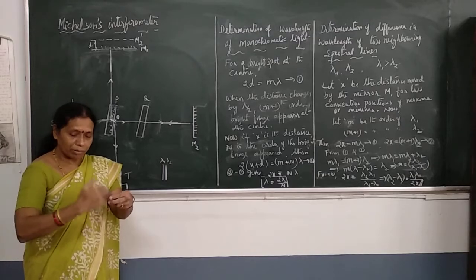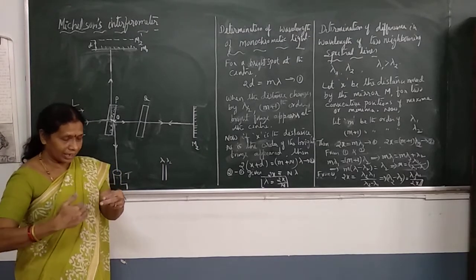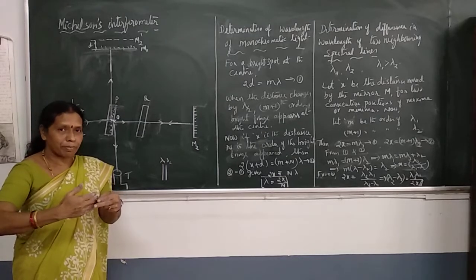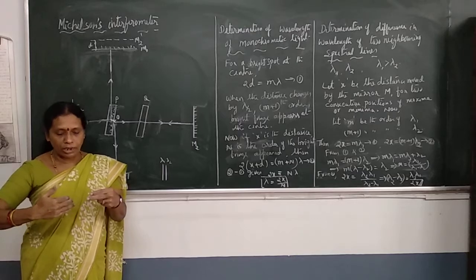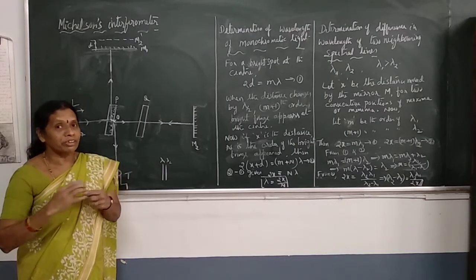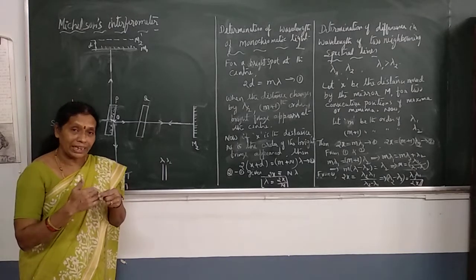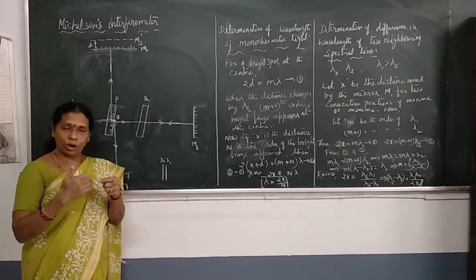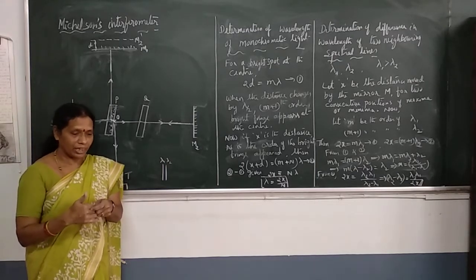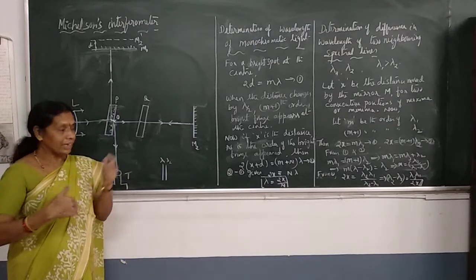If M1 is moved further, that distinctness slowly decreases. The brightness goes on decreasing, and at one particular distance the fringes become completely invisible. Complete uniform illumination is there. Fringes are not seen. That is called indistinctness.